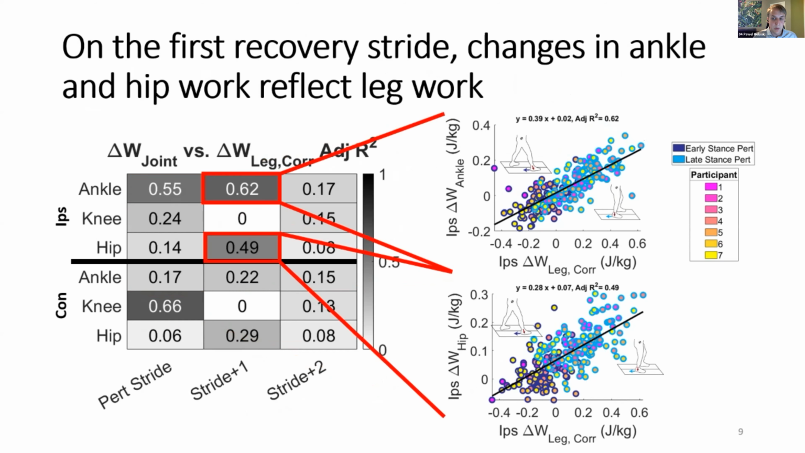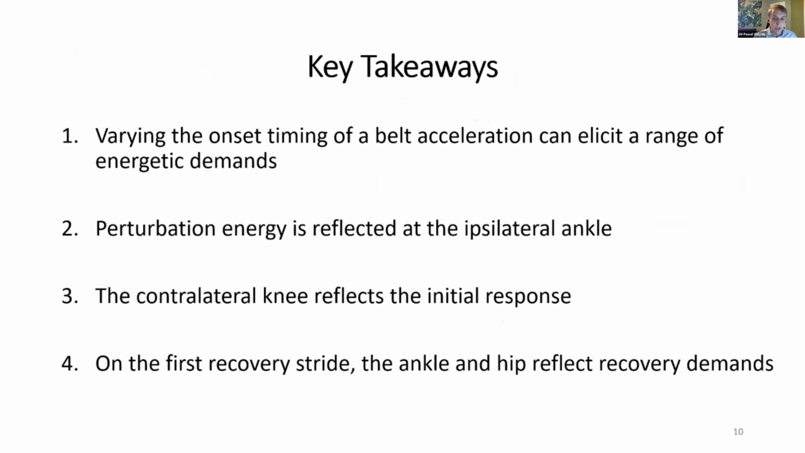Using the same analysis, we found that on the first stride, changes in both ipsilateral ankle and hip work reflected changes in corrected leg work. So in summary, we found that different onset timings of belt accelerations could elicit a range of mechanical demands on both legs over multiple strides, and that changes in leg work during the perturbation are best reflected by changes in ipsilateral ankle work, with the contralateral knee reflecting an initial response, followed by a response at the ankle and hip.